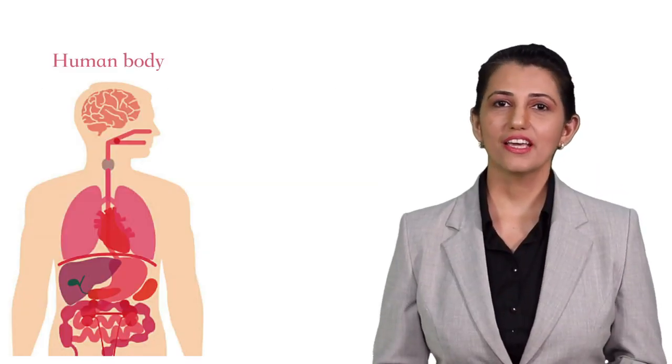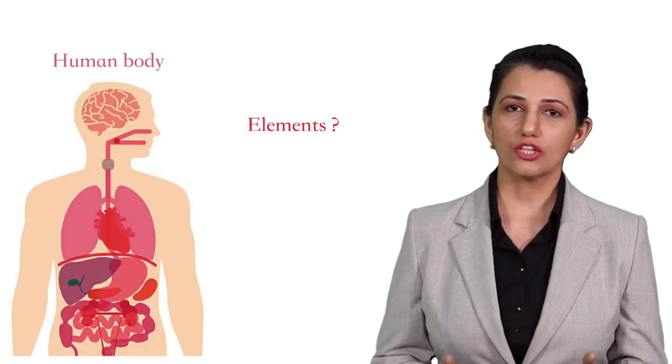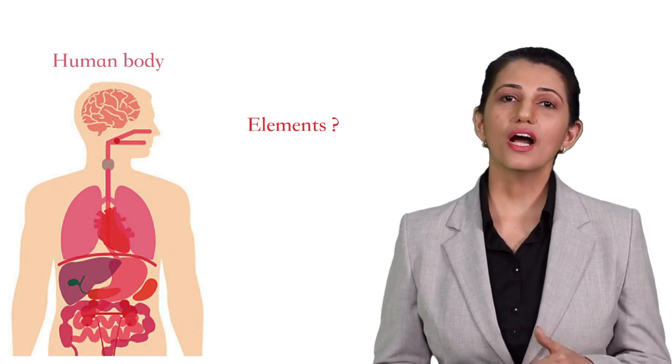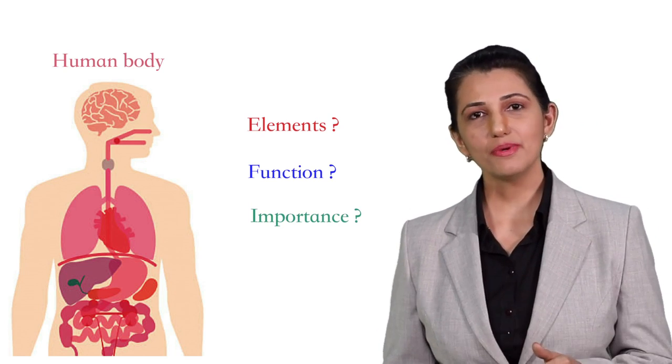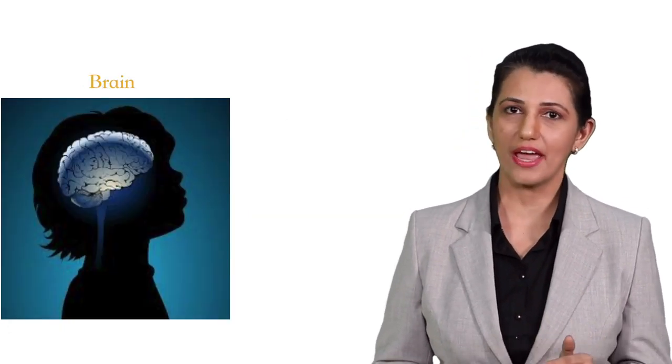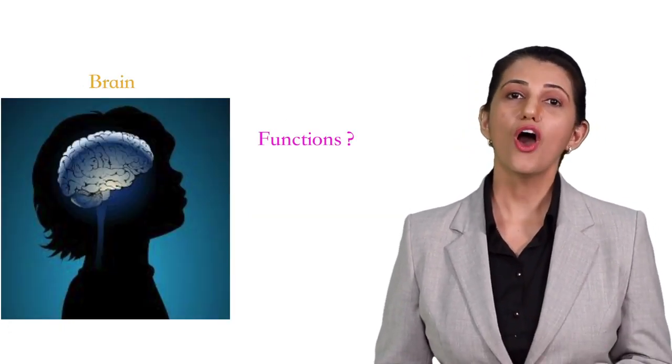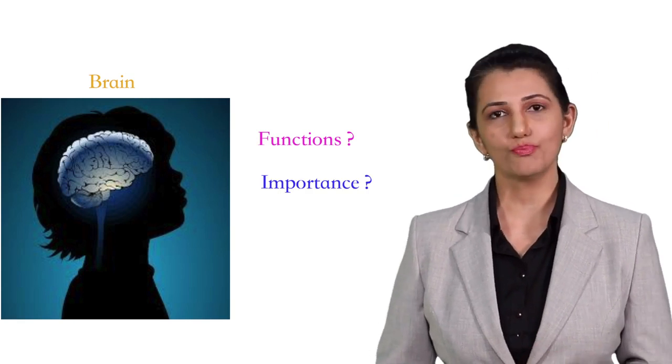Today we will learn about the different elements that the human body is made up of, their various functions, and what their importance is. After this, we will also learn about the human brain, what its various functions are, and also its importance in our human body.